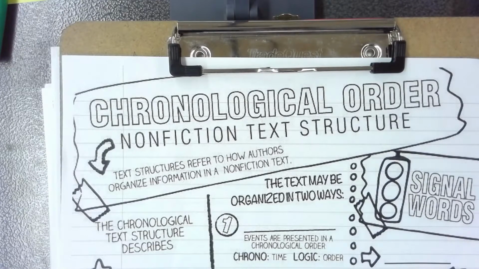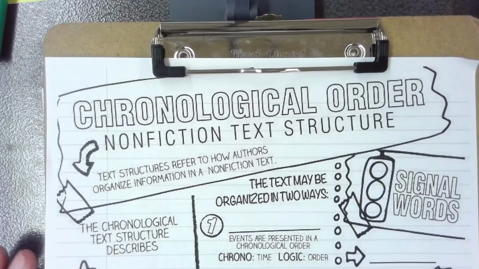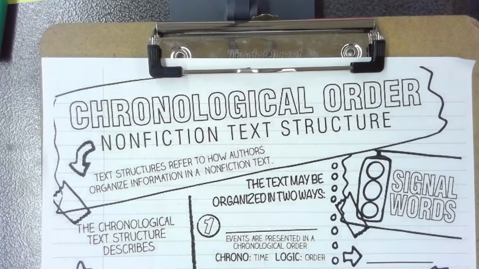Welcome to your chronological order nonfiction text structure lesson 1. So this is the fourth text structure that we're going to cover. We've covered compare and contrast, descriptive, cause and effect, and the fourth one is chronological.